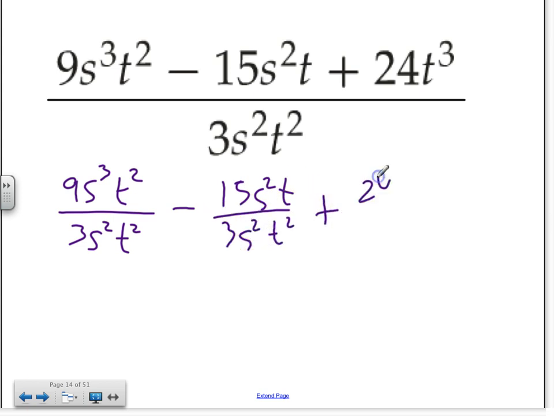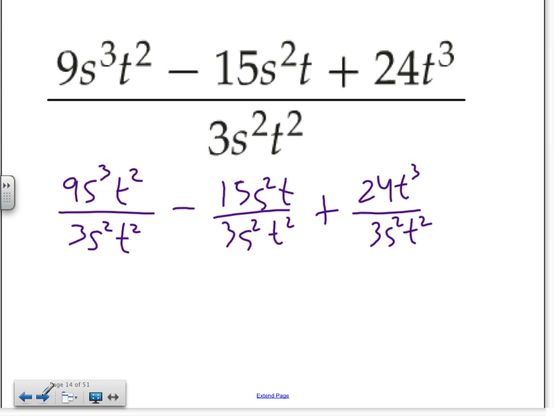plus 24t cubed over 3s squared t squared. Is that the same thing? Because if you have the same denominator, you can always write it as one term and then combine the time only, right? And that's what you get as a result. Is that true? But why are we going backwards this time? Because if we go backwards, for this kind of problem, it's a lot easier for us to look at each fraction here and try to simplify.